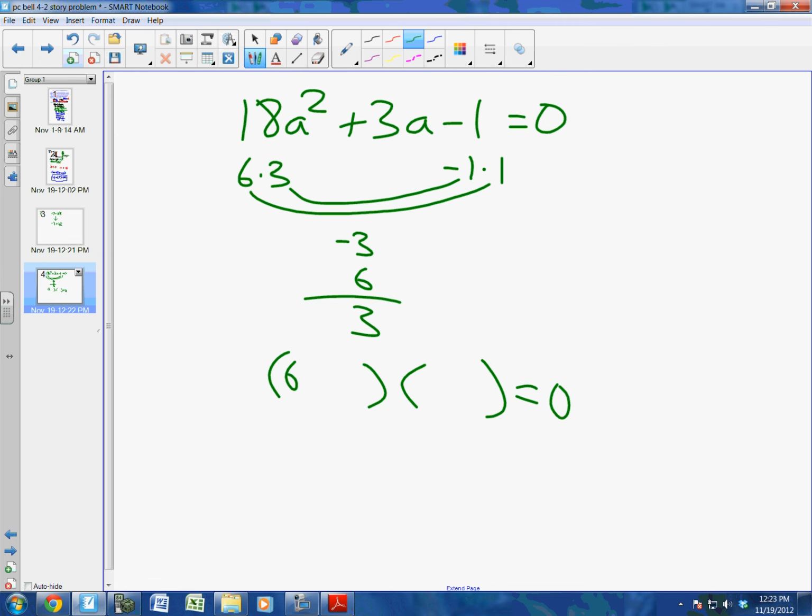It's going to factor to 6a and 3a. And then this 3 right here has to be multiplied by a negative 1. So am I going to put the negative 1 over here or over here? In the same one or the opposite one? Yeah, I'm going to put it in the opposite, right? Okay, so that's my 2 factors, and I can set 6a minus 1 equal to 0 and 3a plus 1 equal to 0 and solve those 2 equations, and I'm going to have my answers.